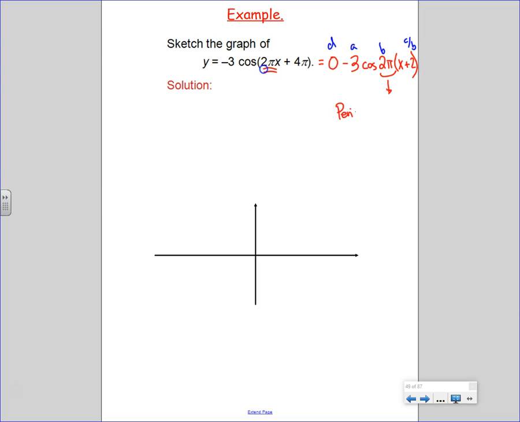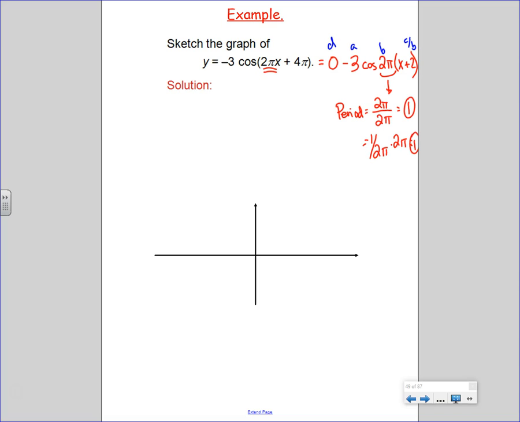Period equals? Yeah, you can say 2 pi over b. That's one way of putting it. Another way of putting it is you could also say 1 over b times 2 pi. But what happens either way, guys? Whether you do 2 pi over b or 1 over b times 2 pi, both of these will become just 1.